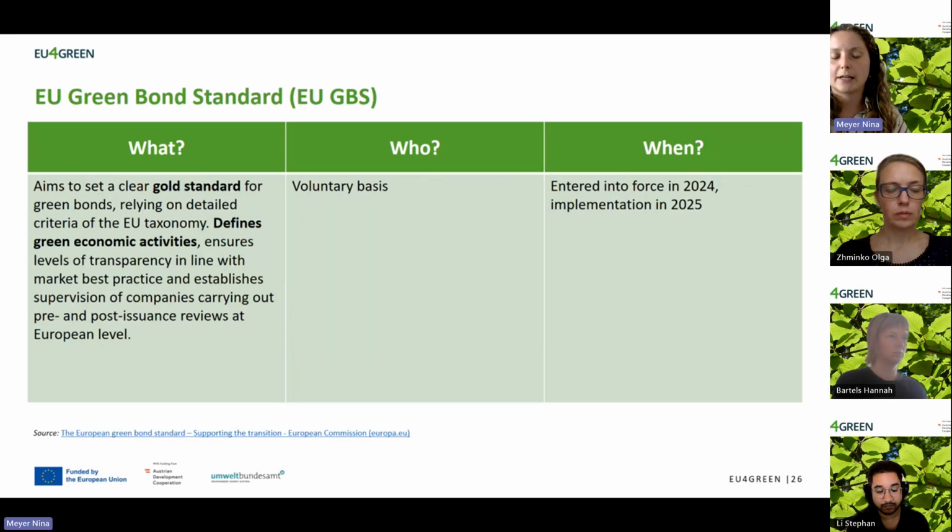Now we're going to have a look at one of the tools that I mentioned. It's the EU Green Bond Standard. This one aims to set a clear gold standard for green bonds and also relies on the criteria in the EU taxonomy. It defines green economic activities, also ensures transparency, and establishes supervision of companies carrying out pre and post issuance reviews at European level. Compared to the other regulation, this tool is voluntary. It entered into force in 2024 and it was implemented in 2025.